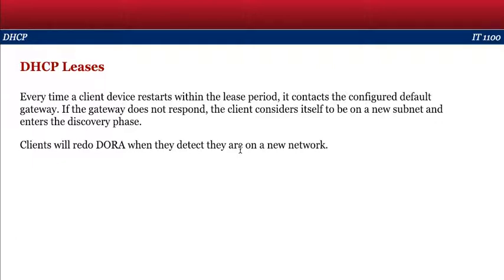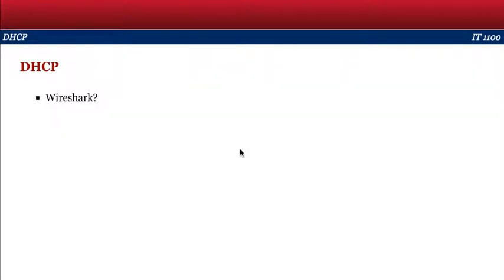You initially negotiate that lease, and after a few minutes, you decide to go up to campus. You're on a different network. It would try to contact the configured default gateway, and in that case it would see that your wireless access point is no longer available. It would try to connect to the other wireless access point, and then have to renegotiate a DHCP lease there with a different network address. So clients will redo the DORA when they detect they're on a new network.